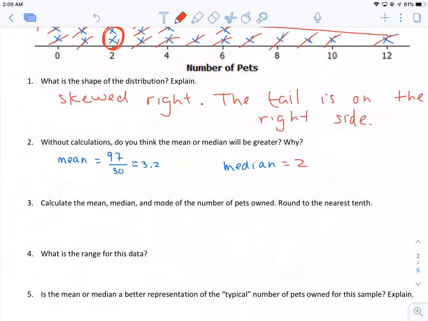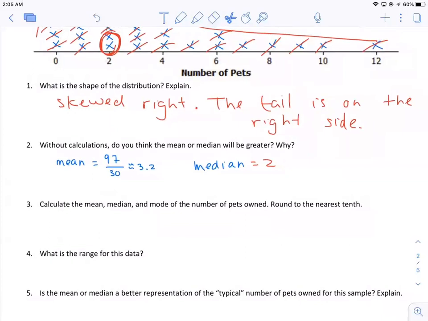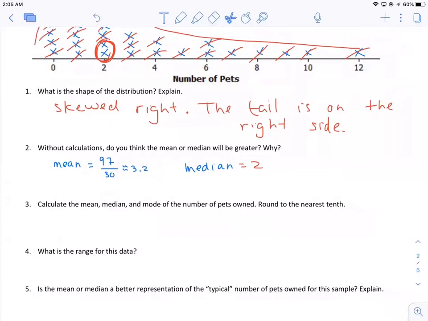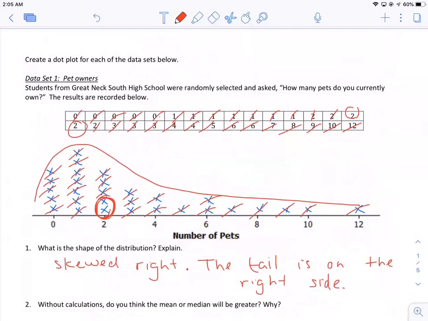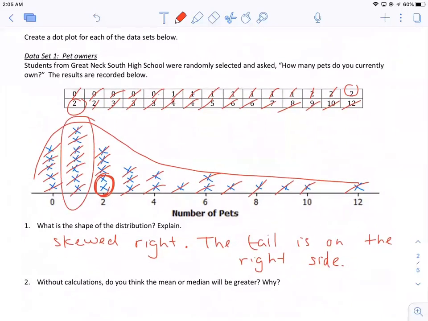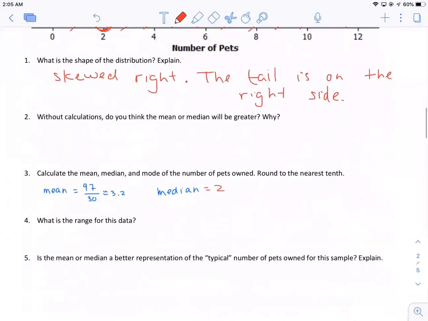And so I know we did the calculations, but clearly we can see the mean is much higher than the median, right? 3.2 pets on average versus 2 pets for the median. That's a lot bigger. So actually that's step 3, which was to calculate the mean and median. Let's just do the mode. The number that appears the most, the highest, that is 1.